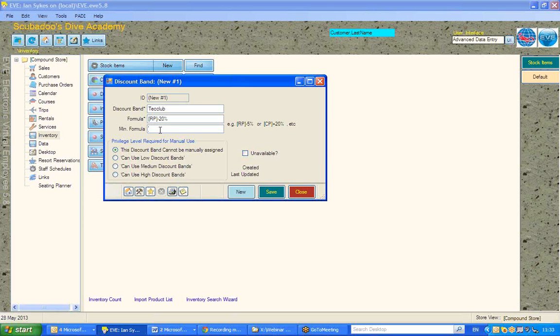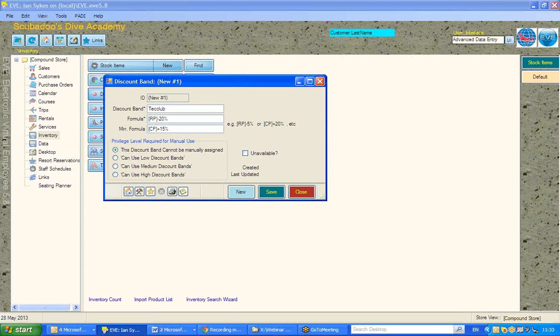So one of the things that you can do is put in what you might call a minimum formula, or a defensive position, or a backstop position. So I'm going to enter in here that I want this minimum formula to be CP in square brackets plus 15%.